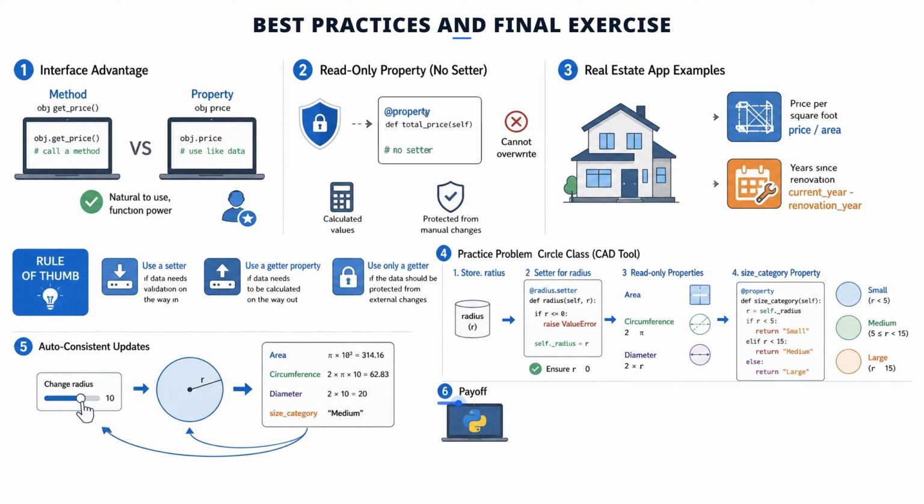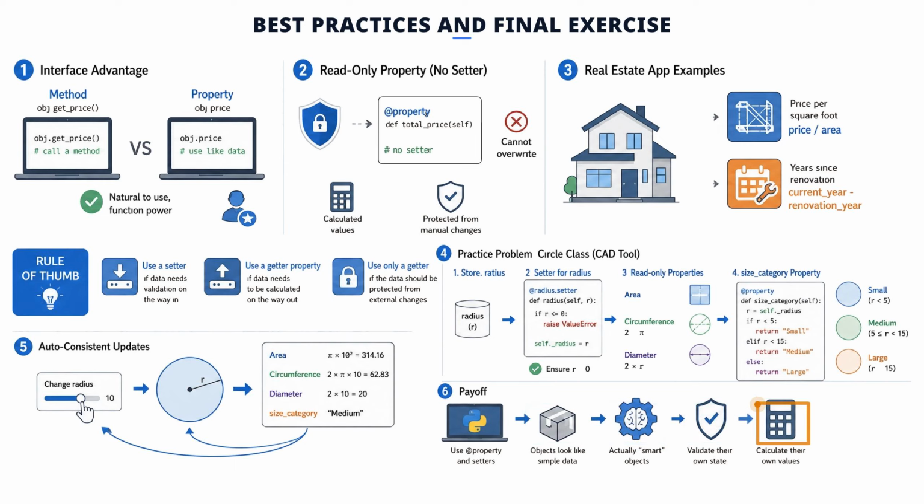By strategically using properties and setters, you create objects that are wonderful for others to use because they look like simple data. But under the hood, they are actually smart objects that validate their own state and flexibly calculate their own values. You now have the patterns needed to build truly robust, professional classes in your own software projects.